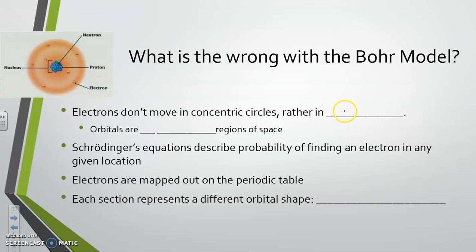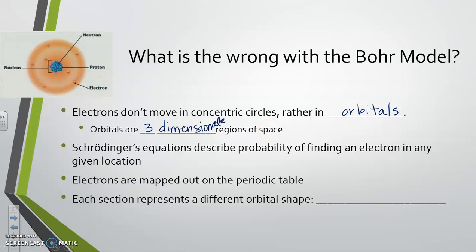They move around in what we call orbitals. Orbitals are three-dimensional regions of space. So now we think of it as a cloud.